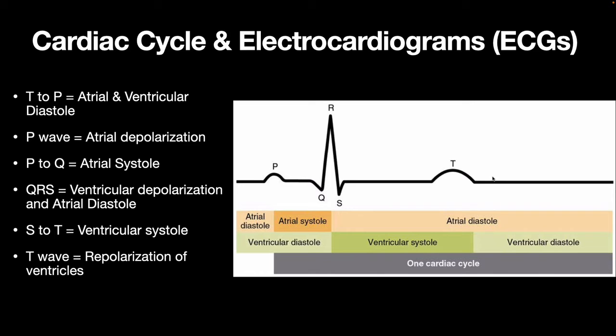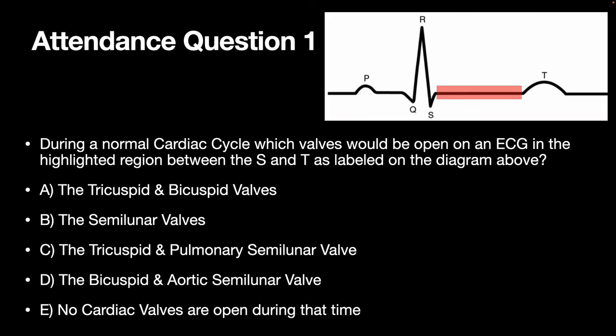So that's going to bring up our first attendance question of the day. During a normal cardiac cycle, which valves will be open during the front period of an ECG, electrocardiogram, in the highlighted region shown here between S and T? Would it be the tricuspid and bicuspid valves, the AV valves, the semilunar valves, the aortic and pulmonary valves, the tricuspid and pulmonary semilunar valve, the bicuspid and aortic semilunar valves, or no cardiac valves are open during this time? Go ahead, take a moment, think about the corresponding parts of the cardiac cycle that we just talked about with the ECG here, and then choose what you think is the best answer, and we'll discuss it in a moment.